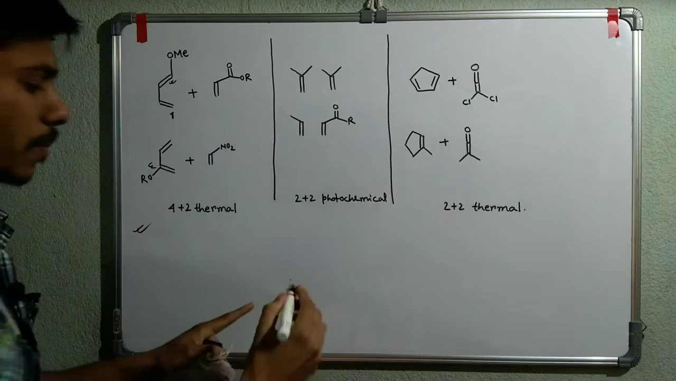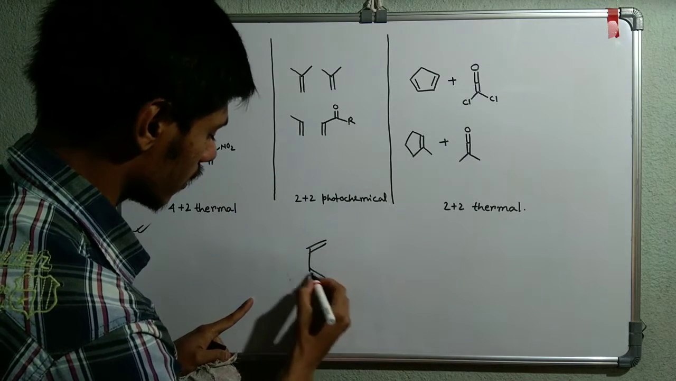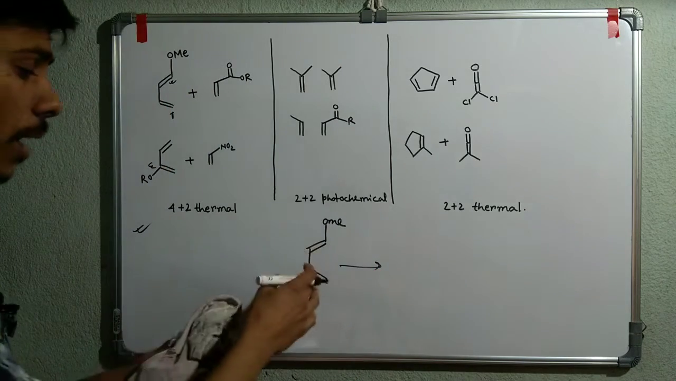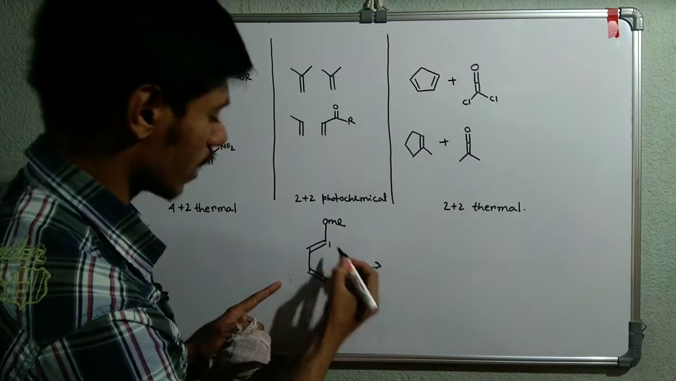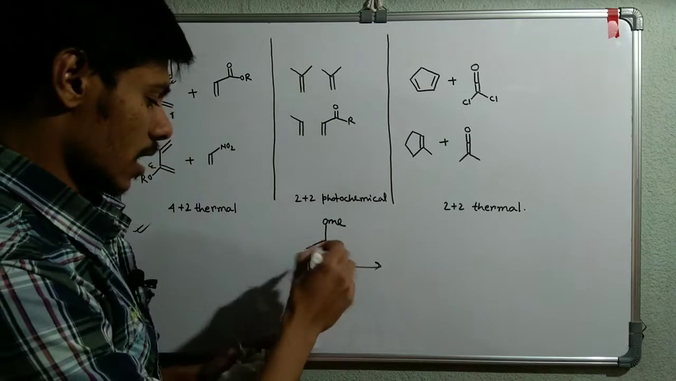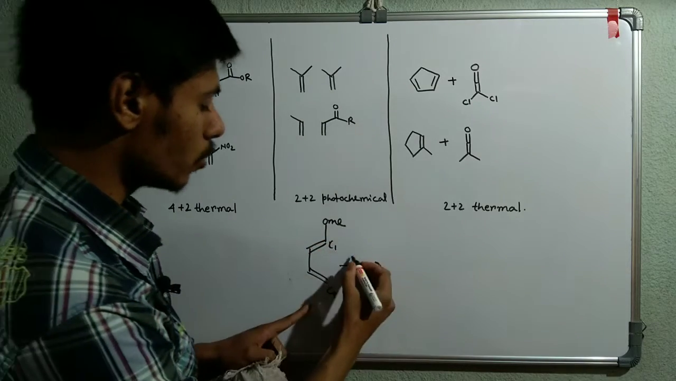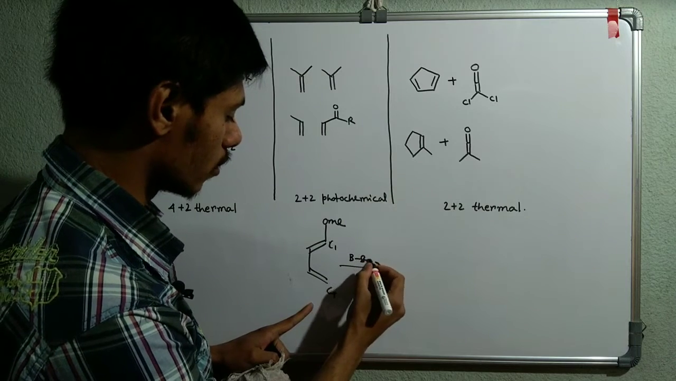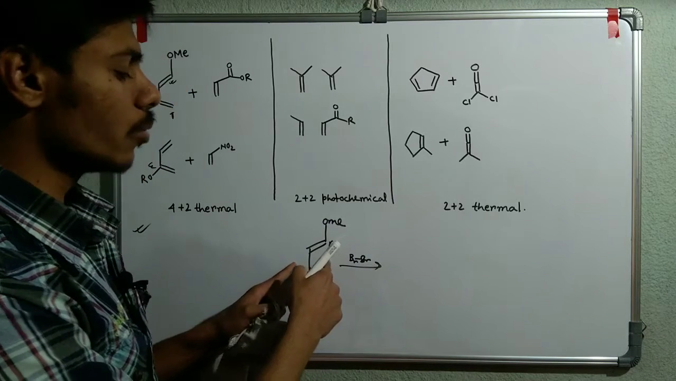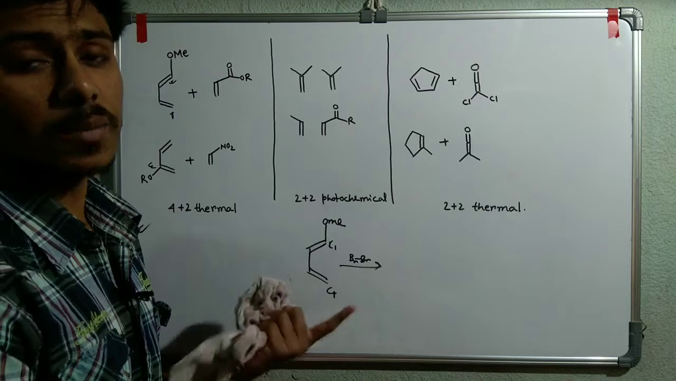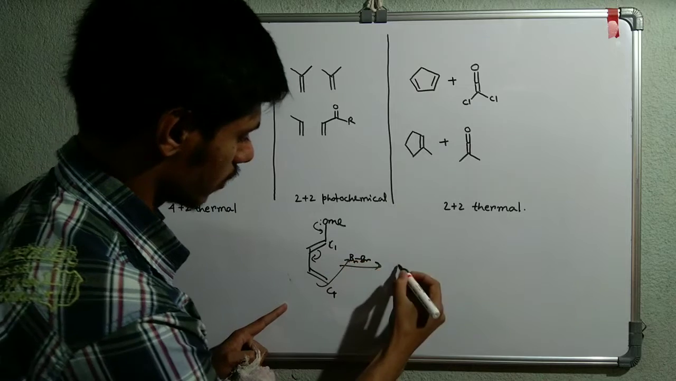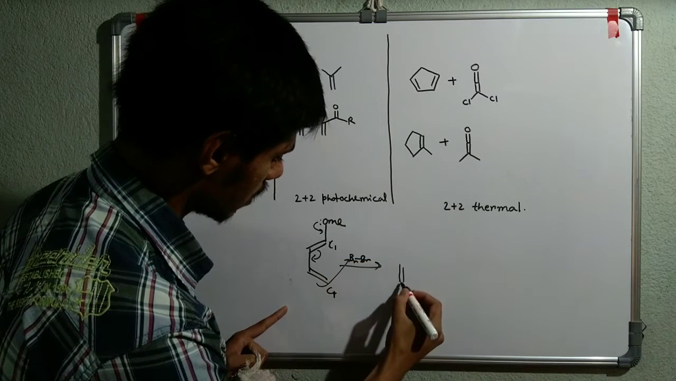For that there is a very simple rule. For example, we take this case. Here you have an electron donating OMe group. Now how can we determine which carbon atom will have the higher coefficient of HOMO, whether carbon 1 or carbon 4? For that the simple rule is to think about the reactivity of this particular compound with any electrophile, for example bromine. In this case we take bromine, so the HOMO of this diene will react with the LUMO of bromine, which is nothing but the sigma star. So we know that the reaction will take place like this.